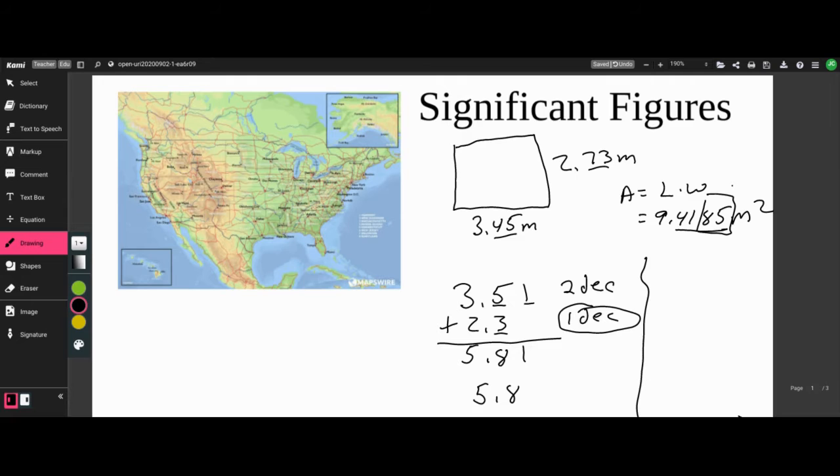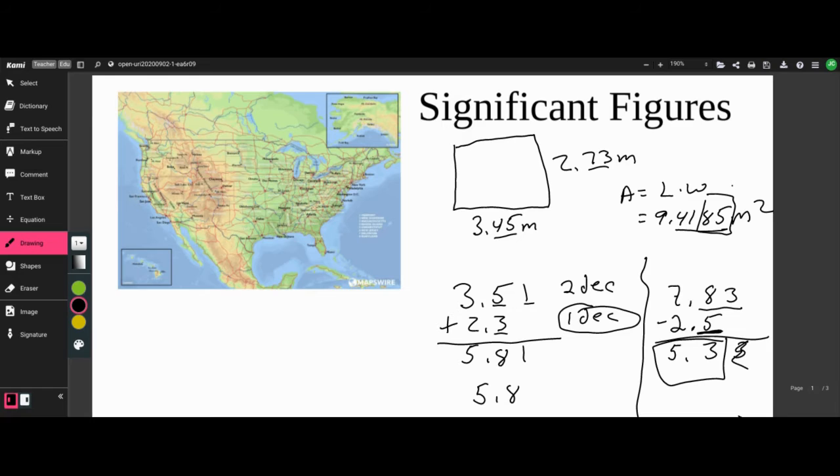The same thing happens with subtraction. If I have 7.83 minus 2.5, I end up with 5.33, 5 and 33 hundredths. Again, 2 decimal spots, 1 decimal spot. My answer can only have 1 decimal spot. So the 3 is irrelevant. So this is how we deal with the addition and subtraction rules.